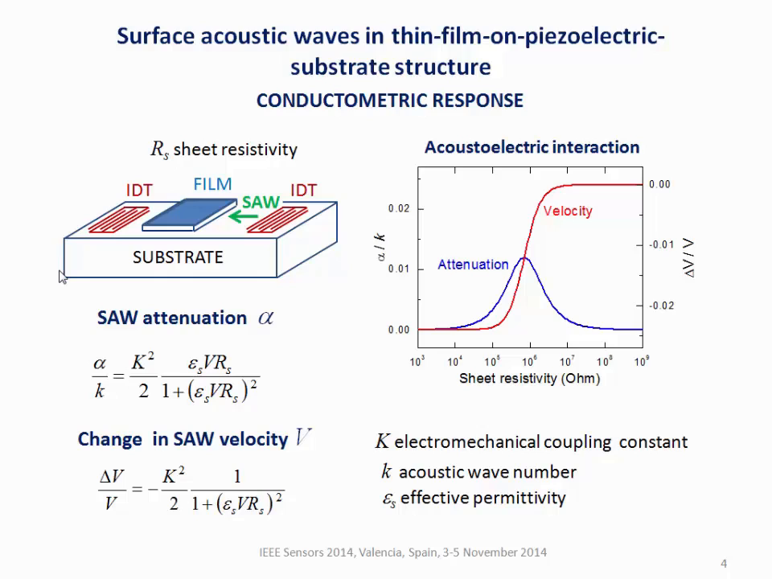response. So depending on how the relaxation time compares to the acoustic wave period, attenuation can reach a maximum at a certain conductivity, and velocity monotonically decreases when you increase the conductivity or decrease the resistance. Here is the resistance maximum. When conductivity increases, velocity goes down, and attenuation, as I told before, goes through a characteristic maximum.